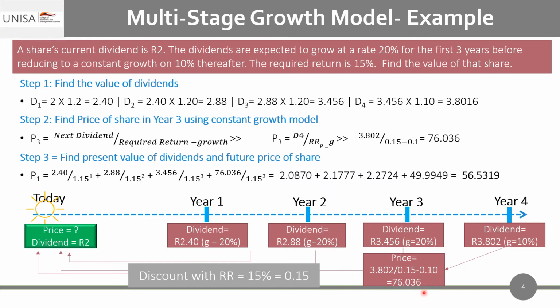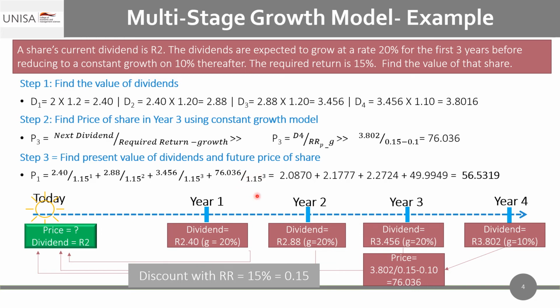So now we have all the numbers we need, but now we need to find what these values are today. We are now left with the one small job of discounting, which is shown in step number 3. So we are saying the first dividend is 240, we discount by 1.15 to the power of 1, plus the second dividend 288 divided by 1.15 to the power of 2 because of year 2. Third dividend 3456 divided by 1.15 to the power of 3 because this is in year 3, plus 76036 divided by 1.15 to the power of 3.